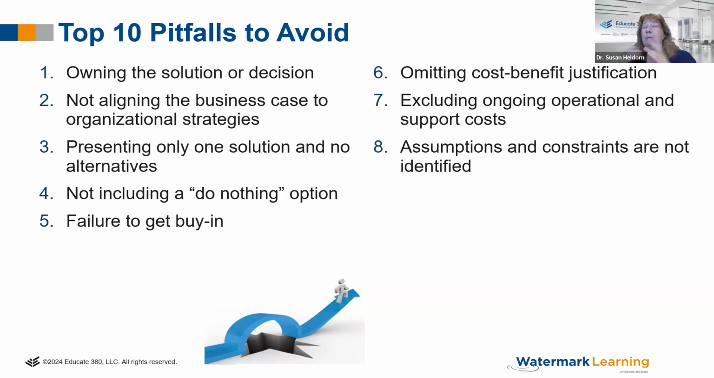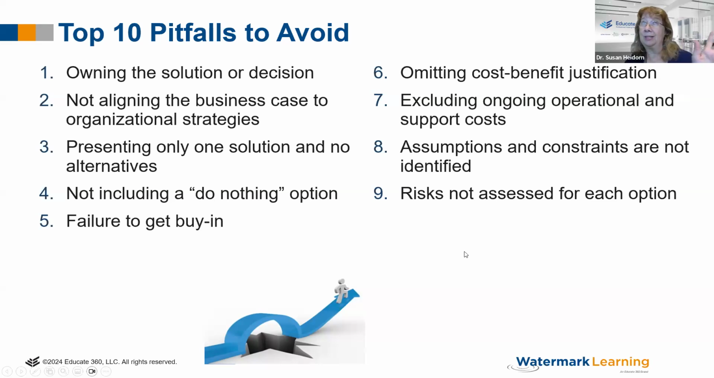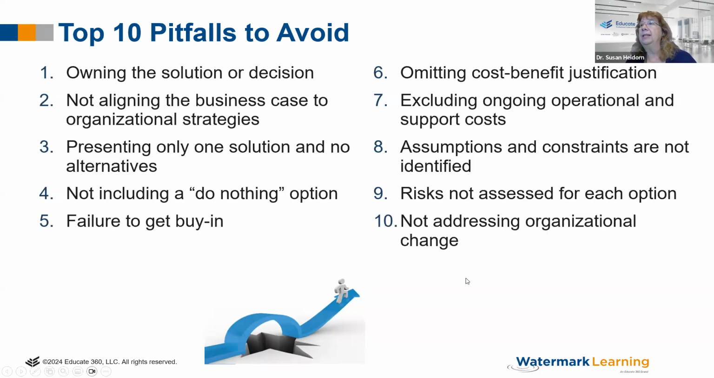Any constraints? Maybe we have budget constraints, time constraints, resource constraints, the normal business constraints. Maybe there's some HR policies we got to consider, regulations we got to consider, we have to add those. Risk should be there. And for each option, what are the risks of do nothing? There's a big risk there. Risk for option A, B, C, D, making sure that you capture that, and not addressing organizational change. And I already talked about that earlier.